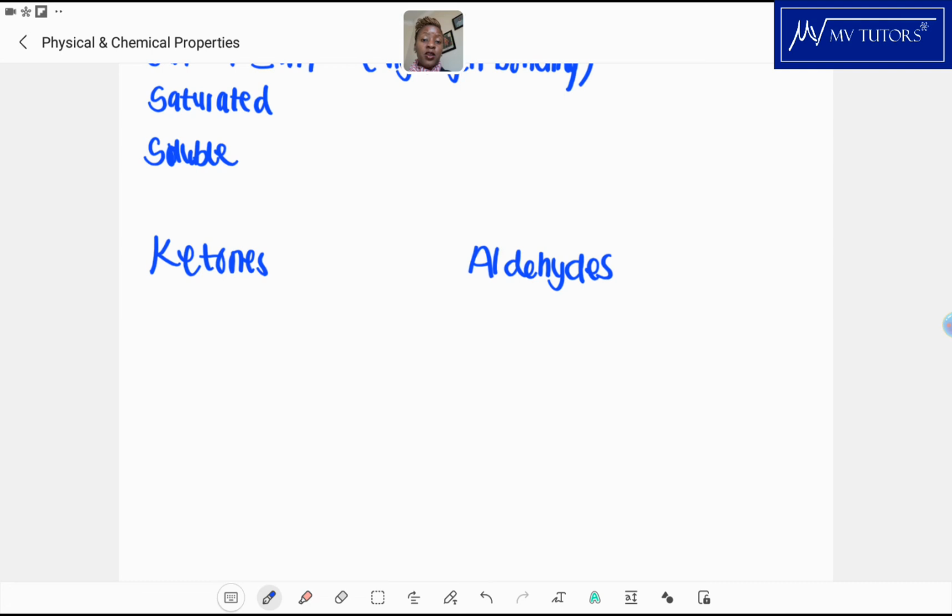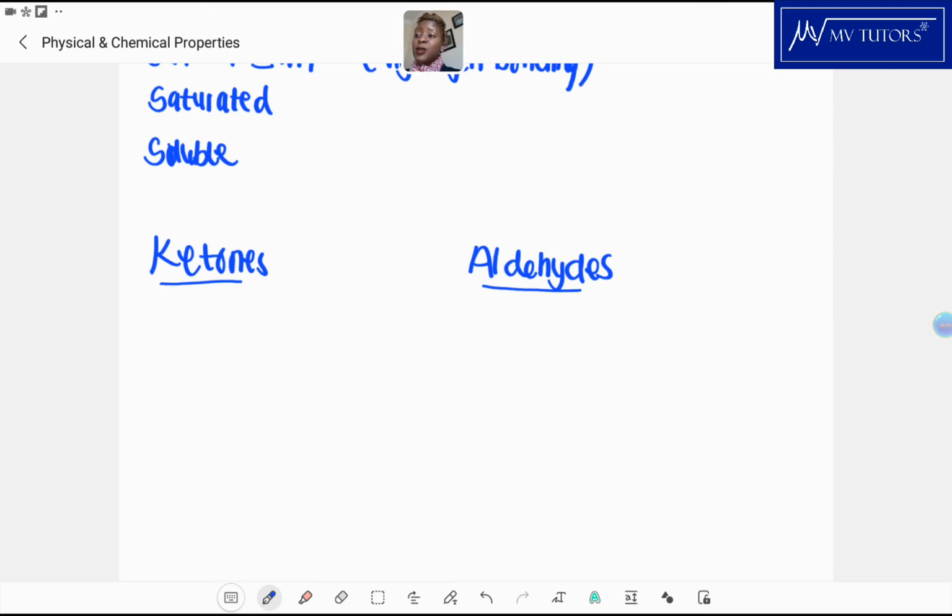If you've watched the video on isomers, you will know that ketones and aldehydes are functional isomers of each other. So they have similar properties basically. With an aldehyde, you have your carbonyl group at the end, on the first carbon, and with your ketone, you have it somewhere in the middle. It's not at the ends like your aldehydes. So they are both functional isomers of each other.